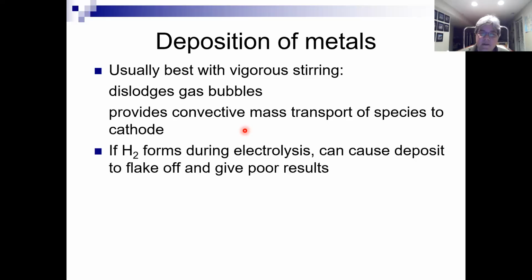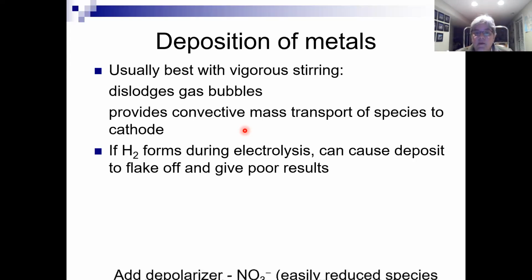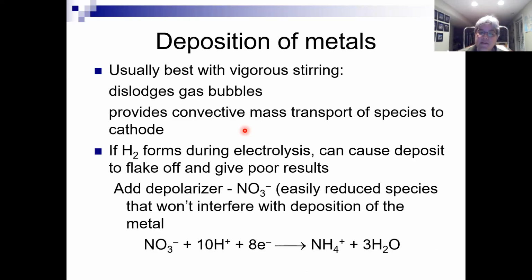One thing you have to be careful about is often hydrogen gas will form during the electrolysis. And if the gas forms at the electrode, sometimes it can actually make that metal that you're depositing flake off, and then you can't weigh it and you'll get poor results. So sometimes what they do to help with this is they add nitrate. Nitrate is something that's very easy to reduce. So then the nitrate gets reduced instead of the water forming the hydrogen. Okay, so depolarizer for that.